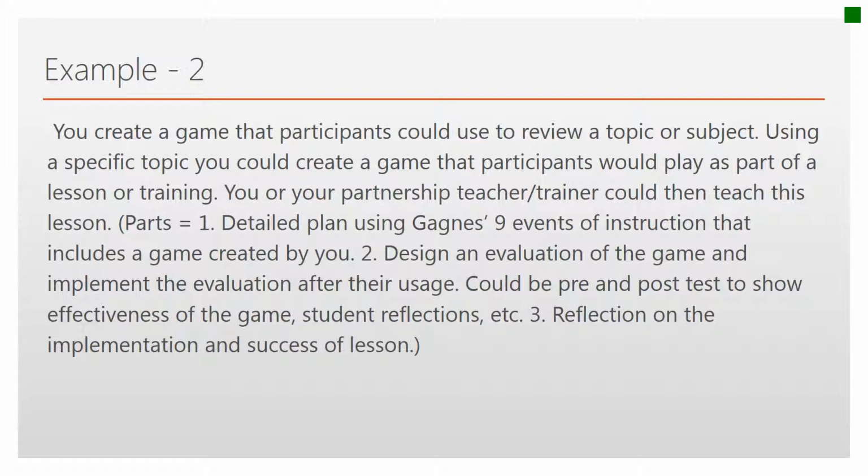So if you presented something like that to me, obviously it would have specific content and who your partnership teacher is and what you're going to do, all that kind of stuff. What I would look for is deliverables that look something like this. A detailed plan using Gagne's 9 events of instruction that included a game created by you. Then you would design an evaluation of the game that would be implemented after the usage. It could be a pre and post with some qualitative type questions that you would ask from the students. After that, with some student reflections type of things. Then you would do a reflection on the implementation and success of the lesson.